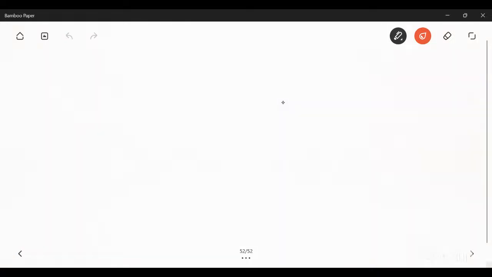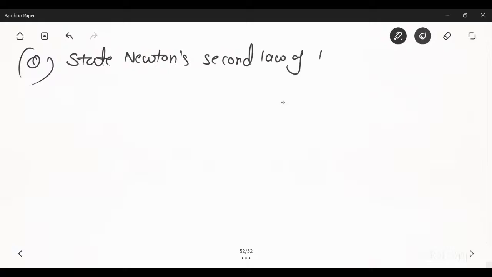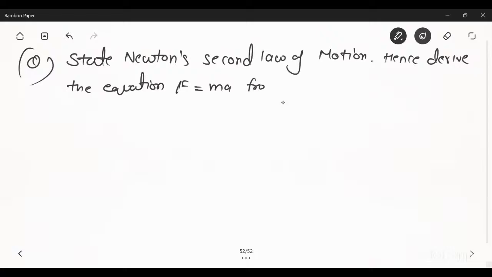Now the next question is: state Newton's second law of motion, and hence derive the equation F is equal to ma from it. I have discussed it earlier. So firstly, I am writing the question. State Newton's second law of motion and hence derive the equation F is equal to ma from it. Now, what is Newton's second law of motion?